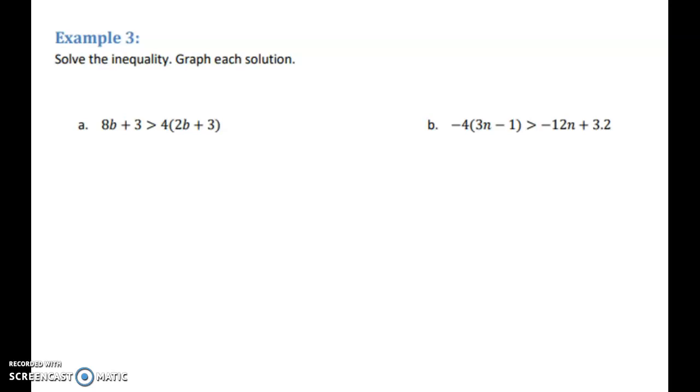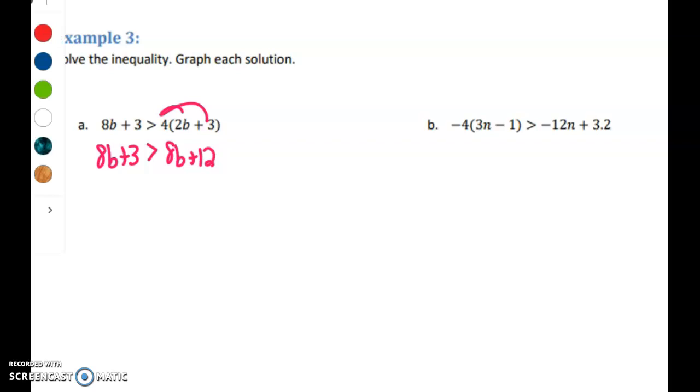In 3a and 3b, the only difference is not only do they have variables on both sides, but they also have some distribution. So on the right-hand side, if you distribute the 4, what will you get? All right, so if you distribute the 4, you're going to get 8b plus 12. You still have on this side 8b plus 3. So now let's go ahead and solve.